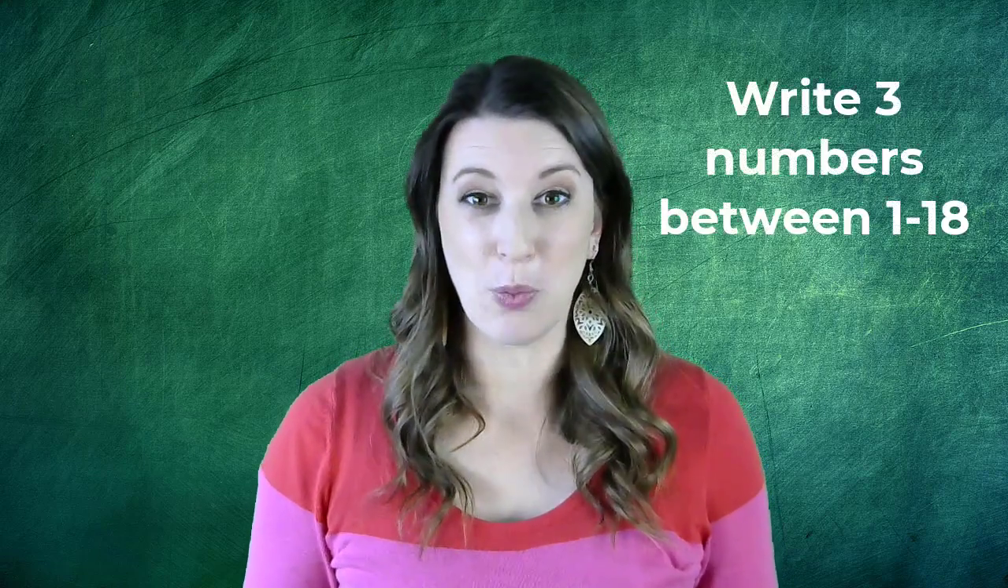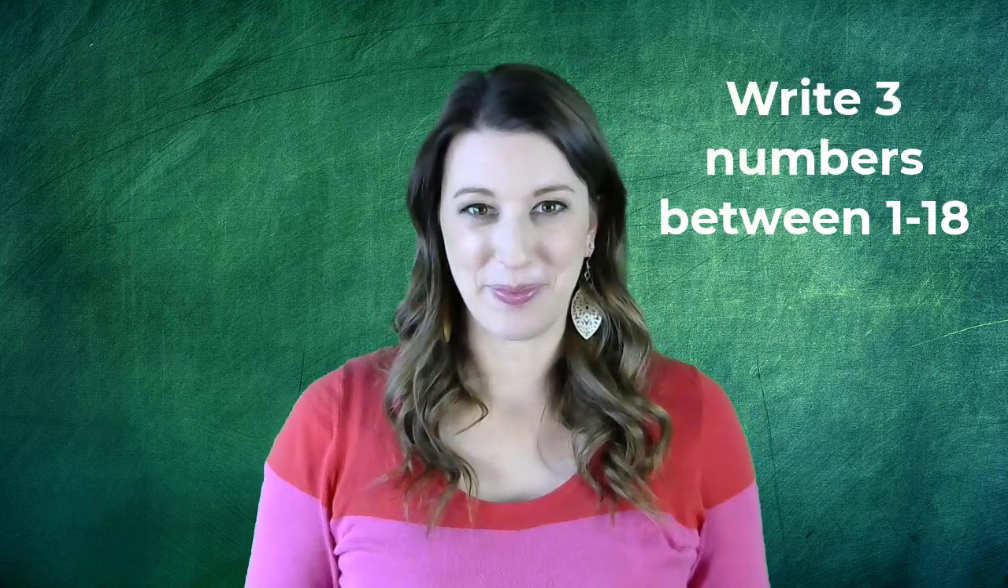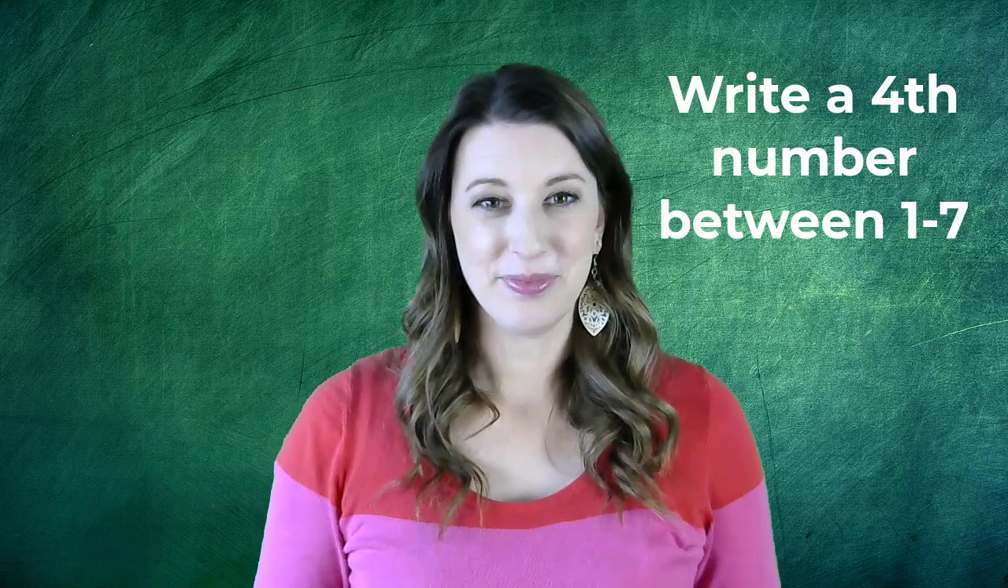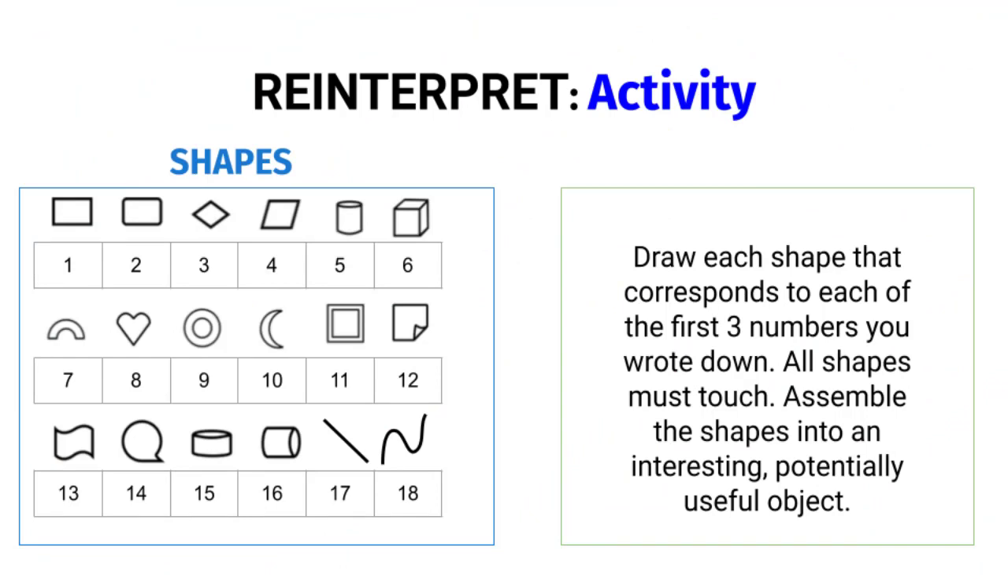First, write down 3 random numbers between 1 and 18. Now write down one more random number between 1 and 7. Draw each shape that corresponds to each of the first 3 numbers that you wrote down. All shapes must touch, and assemble the shapes into an interesting, potentially useful object. Got it?